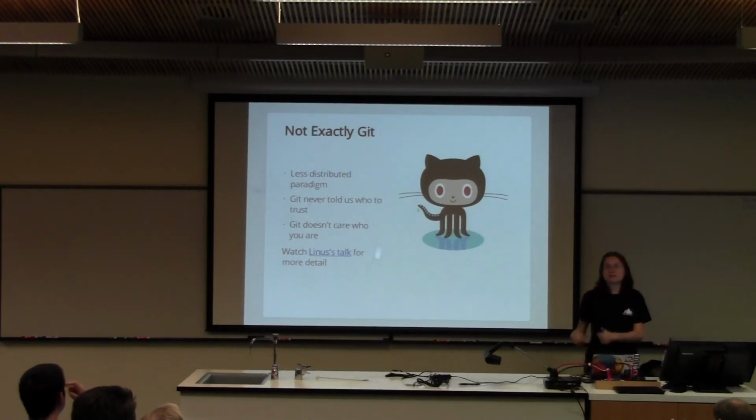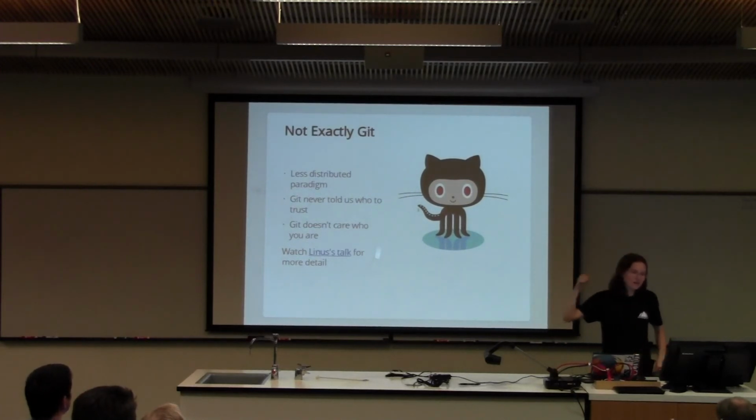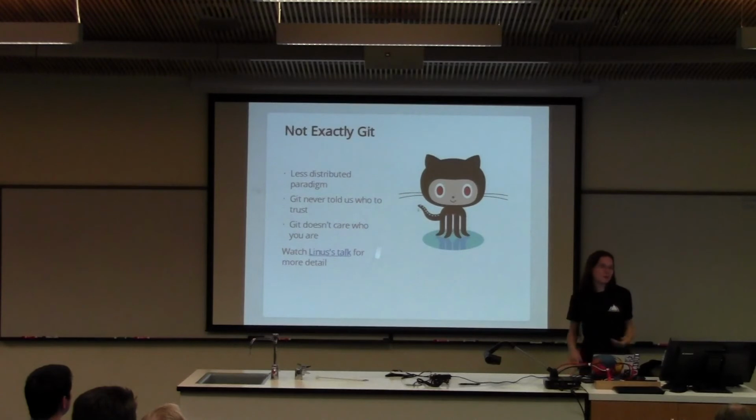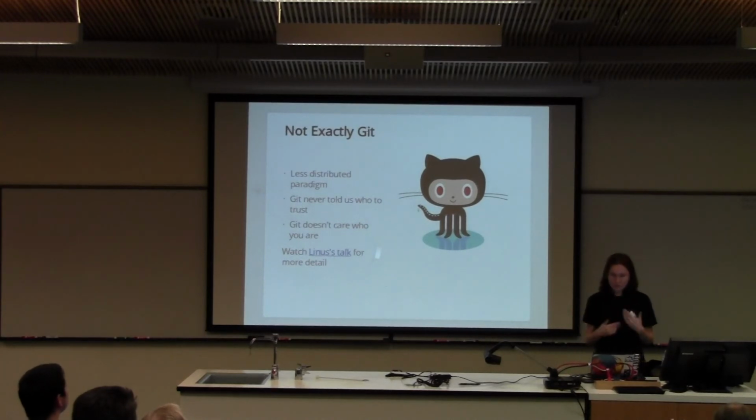There's a talk that's linked in the slides, which I'll put the URL up at the end, where Linus Torvalds, the original inventor of Git, he's also the guy who kind of wrote the Linux kernel. He wrote Git to solve the kernel's problems. He goes into more detail about why it's really annoying when people confuse GitHub with Git.